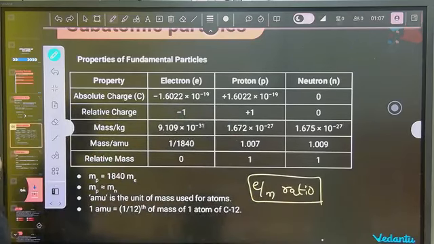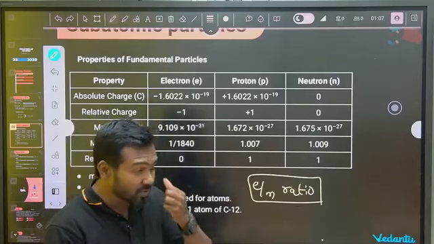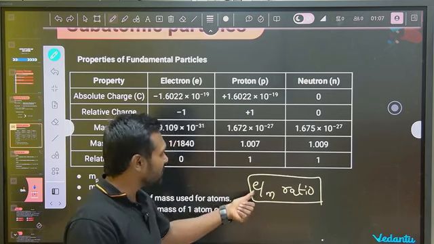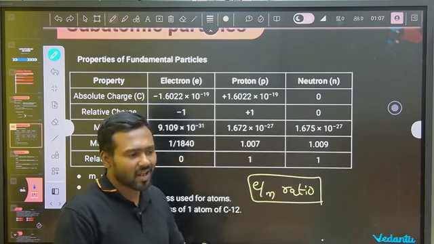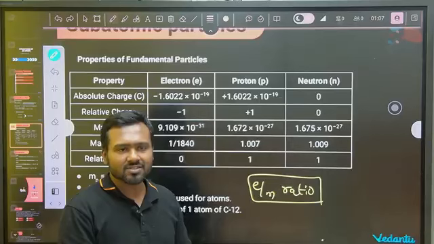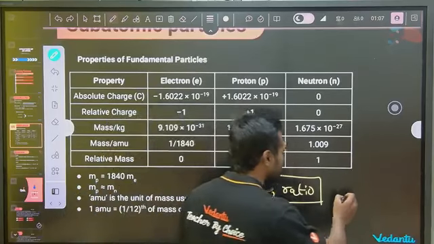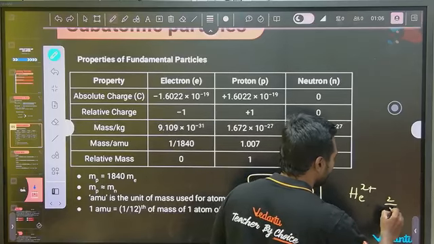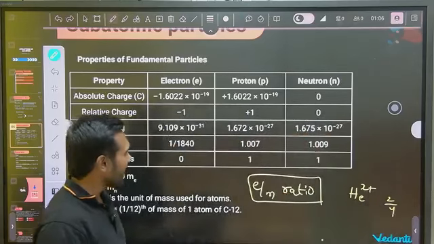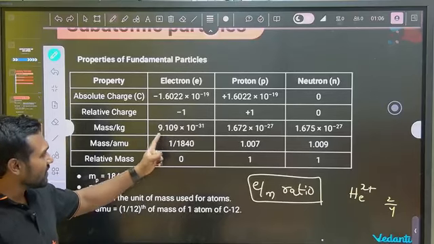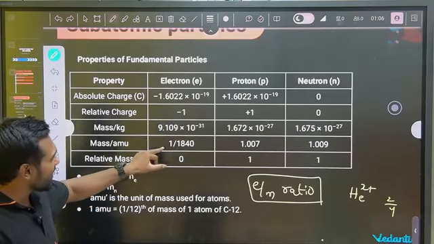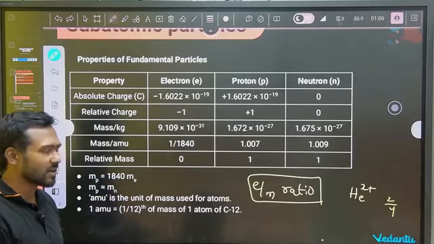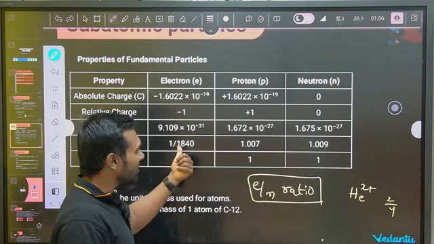Since it is a comparison, you can take the relative masses; there is no need to take the absolute values, right? The charge of a neutron is anyway 0. An alpha particle means a doubly charged helium ion, He 2 plus, so its charge is 2 and its mass is 4. For the electron, the mass is 1 by 1840 times that of the proton mass, if you take relative mass.